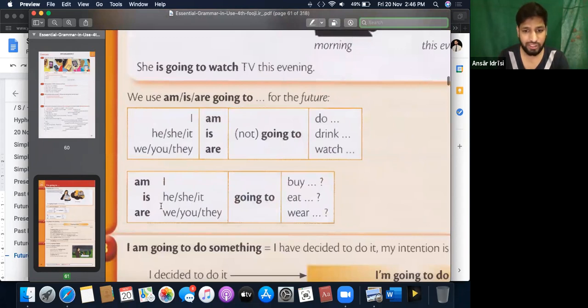Am I going to buy? Is she going to buy? Is he going to buy? Is he going to eat? Is she going to eat? Is it going to eat? Are we going to wear? Are you going to wear? We are going to wear. Are they going to wear?